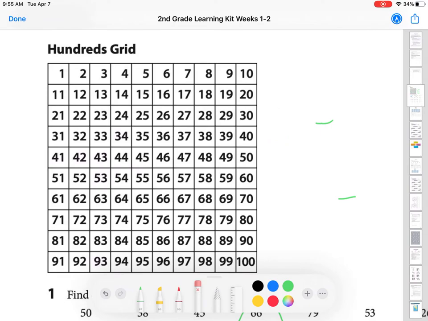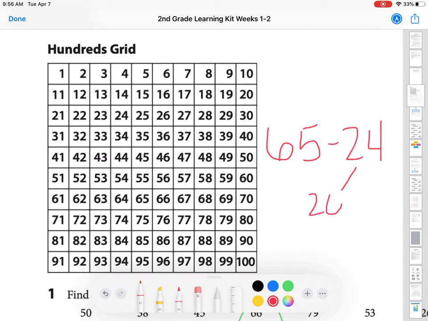If I had a subtraction problem, I can use my hundreds grid the same way to help me out. So with subtraction, I then can say, what if I had 65 minus 24? I don't know, that sounds too complicated. Well, 24 is the same as 20, that's 2 tens, plus 4 ones.